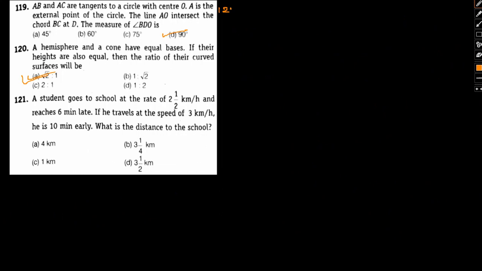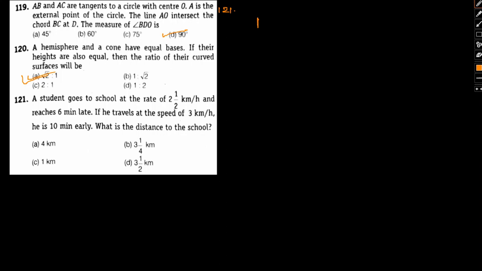So 121. A student goes to school at the rate of 2.5 km per hour and reaches 6 minutes late. If he travels at the speed of 3 km per hour, he reaches 10 minutes early. So what is the distance from the school?